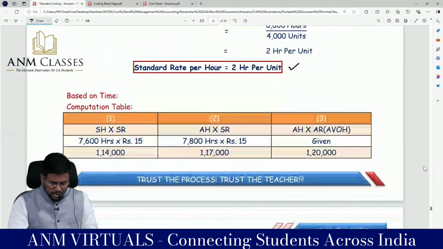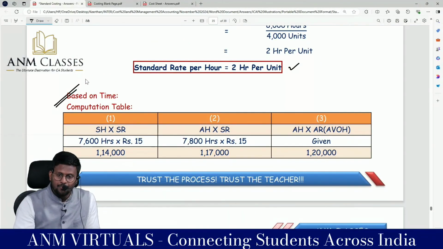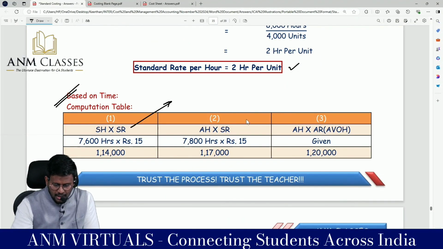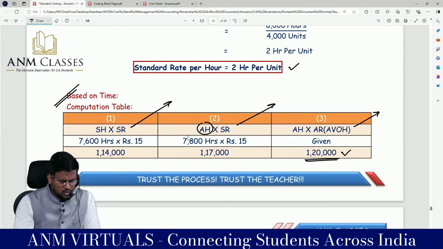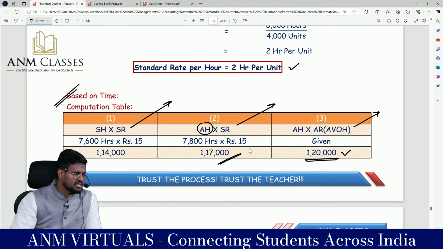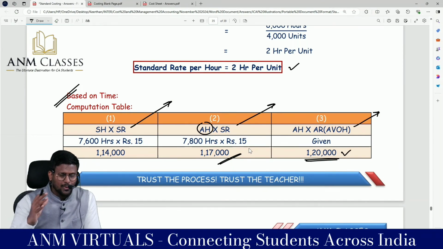Right, sir. Based on time, shall I calculate the variable overhead? Actual hour into actual rate, which is AVOH, they have given it as 1 lakh. Actual hours are given in the question. How many hours worked? 7800 into 15 comes to 1 lakh. Brilliant. Here, standard hour into what rate? Standard rate. What is the standard hour? What is the actual output?